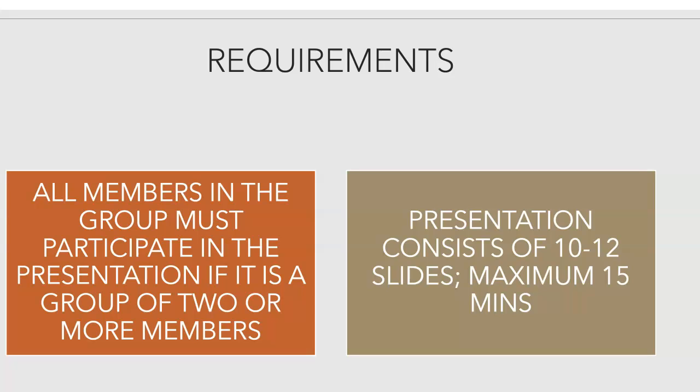One thing I would insist on is that if you are a group of 3 people, all 3 must participate in the presentation. If you're solo, obviously it's just you. And it should consist of about 10 to 12 slides. I would say keep it to a maximum of 15, no more than that, and no more than 15 minutes. It doesn't have to be very, very long. And the more engaging you are, the better it is.